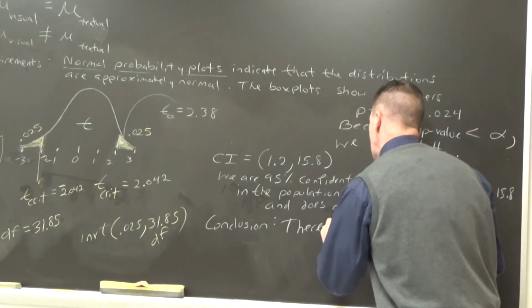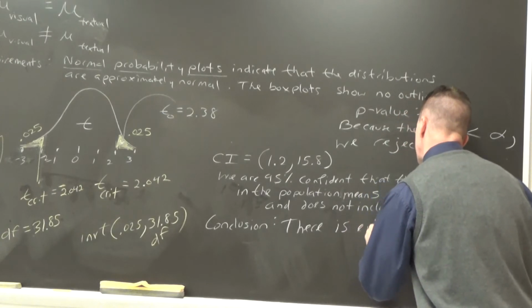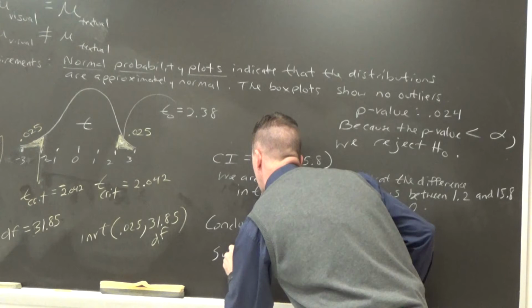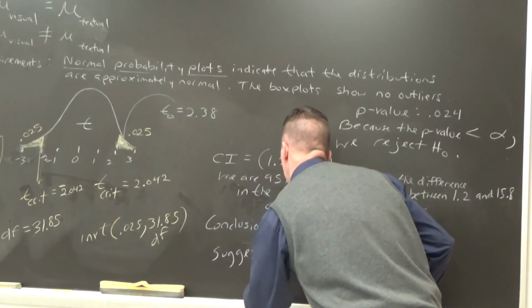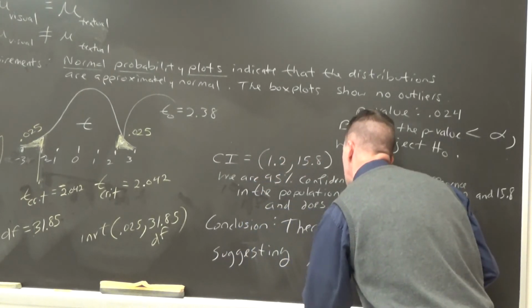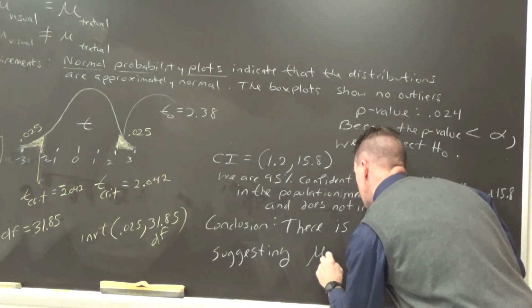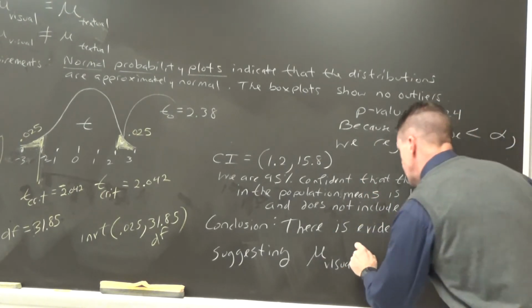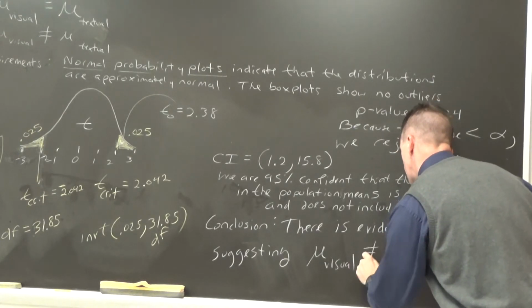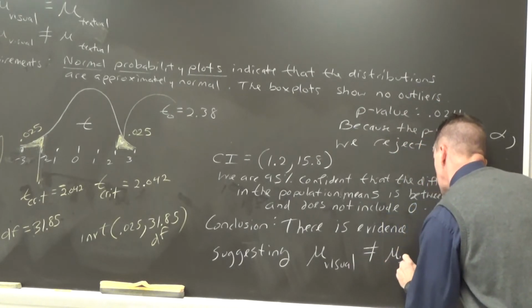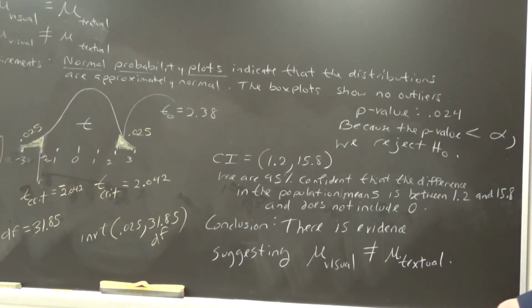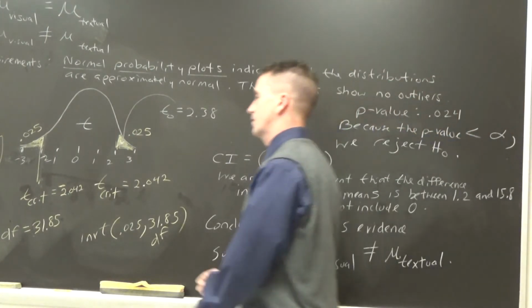There is evidence suggesting mu of visual is not equal to mu of potential. Yeah. That's cool.